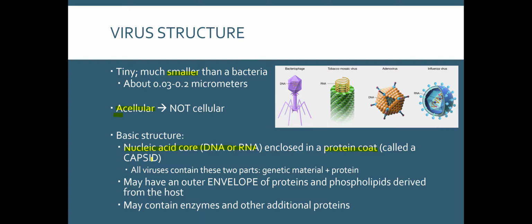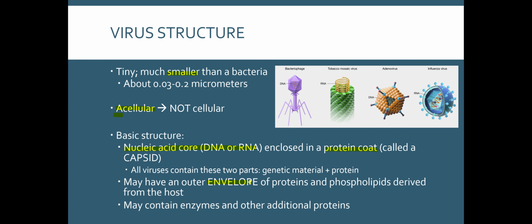Now there's going to be some different variations of that, but notice you don't have a phospholipid bilayer. You don't have a cell membrane that's regulating what's in and out. You don't have a cell wall. We aren't even using the term cell in their structure. They're essentially some kind of genetic material surrounded by protein.